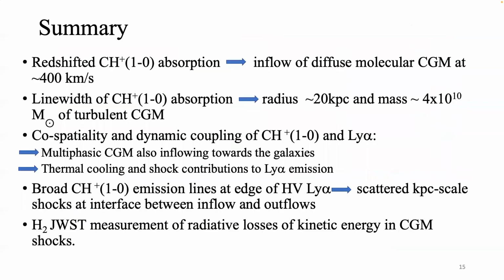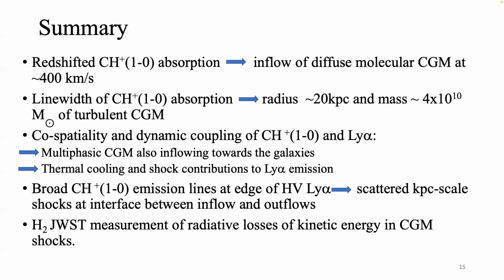So let me finish by wrapping up. So basically, I have talked about this galaxy group in which the redshifted CH+ 1-0 absorption lines trace the influx of diffuse molecular CGM at about 400 kilometers per second. The line width of the absorption line and the connection between the fact that we observe it in situ and that it's formed by a dissipation of turbulence allow us to access the measurement of the radius and mass of the turbulent reservoir.